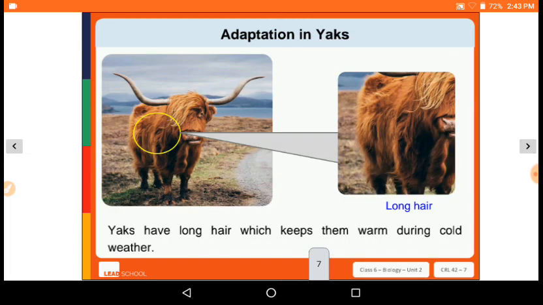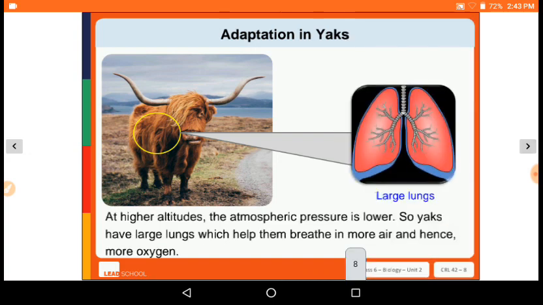And next is yaks. तो याक की जो बॉडी होती है उसके ऊपर काफ़ी लॉन्ग हेयर होते हैं. Yaks have long hair which keeps them warm during cold weather. And it has large lungs.